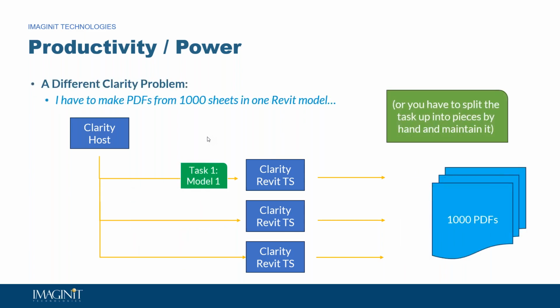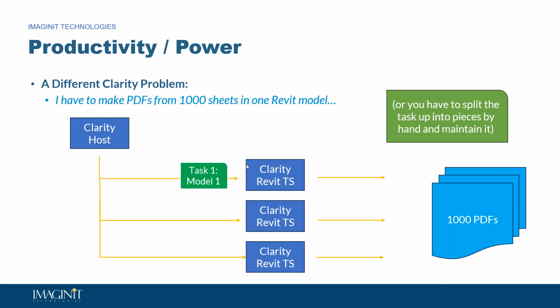The different problem that some customers have had, especially if they've got very large projects, is if you have one model that's got 1,000 sheets in it, or something like that, a big number of sheets, something that takes a long time to print. Historically, that's still one task. It's going to get claimed by just one of your task servers.